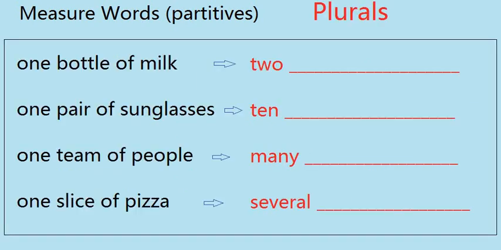Now how can we make these into plurals? Here we have some examples. One bottle of milk, one pair of sunglasses, one team of people, one slice of pizza. How can we turn these into plurals? Well, let's have a look.